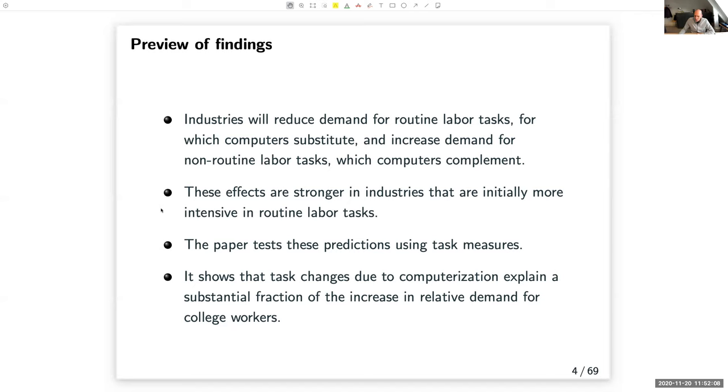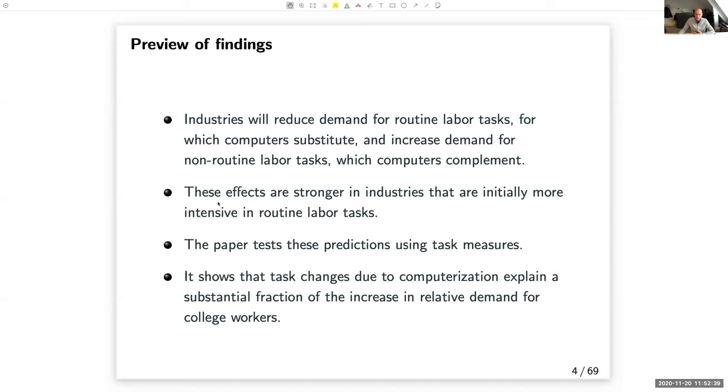And so this paper is going to build a model where a decrease in the price of computers leads to the automation of routine labor tasks. At the same time, there are going to be complementarities with non-routine labor tasks. And we're also going to predict that these effects of shifts in the relative demand for labor tasks are going to be stronger in industries that are initially more routine intense.